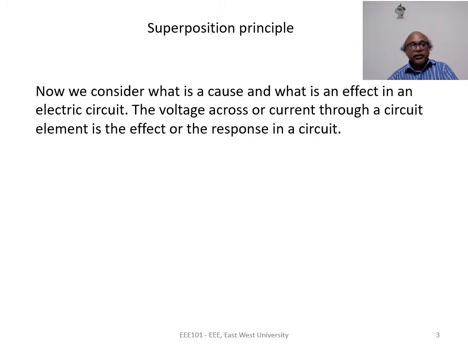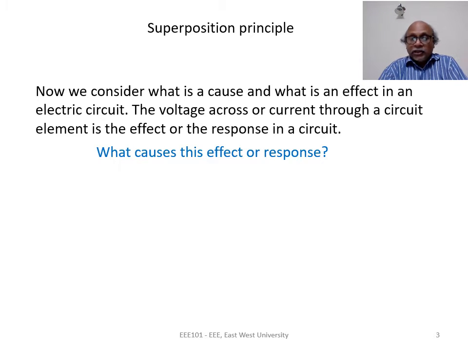Now we want to see how superposition principle applies to an electric circuit. What is a cause in an electric circuit and what is an effect? The effect is simple. The voltage across or the current through a circuit element is the effect or the response in an electric circuit. The question is, what causes the current through a circuit element or voltage across a circuit element? Let us look at two situations.